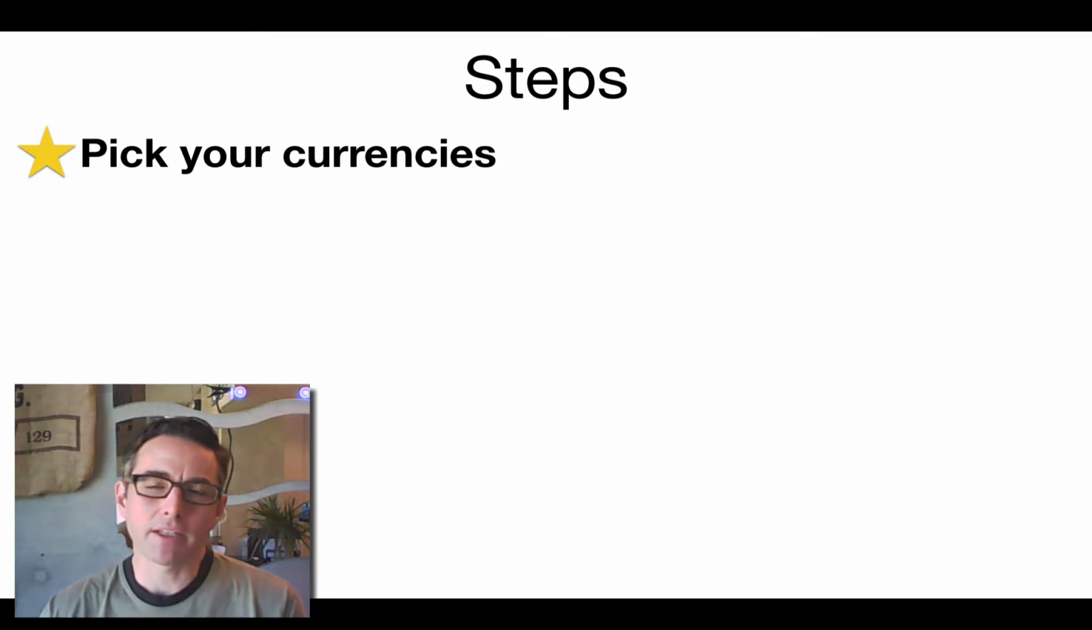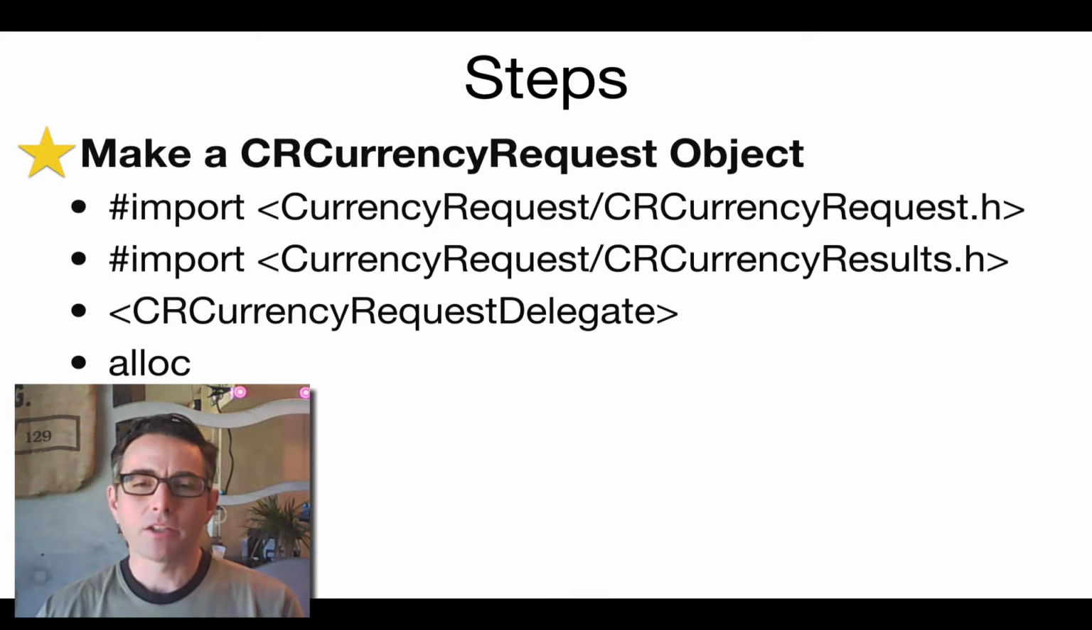All right, now we're going to add the part that's the most code heavy, which is where we're going to go out and connect our application to the internet. So to do that, we're going to need to make a currency request object. And this request object is going to be used to capture the results of the current currency valuations. We're going to need to import 2 files, the request and the results header file. And we're going to need to add the CR currency request delegate as an interface to our view controller so that we know that our class implements a delegate function. And we'll use alloc and init to create a new request object. So let's do that.